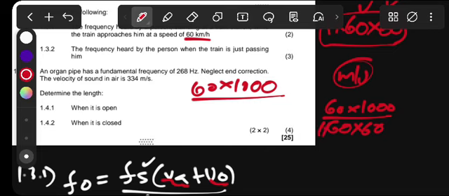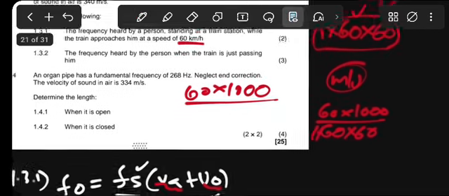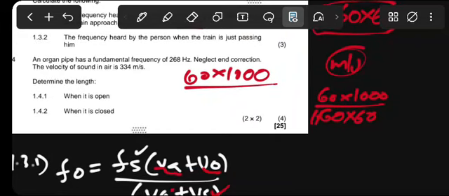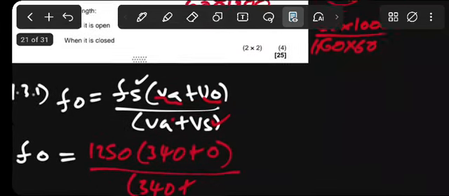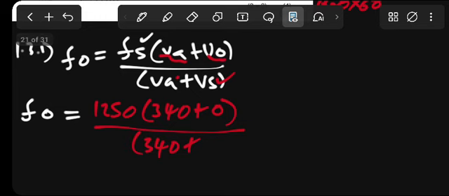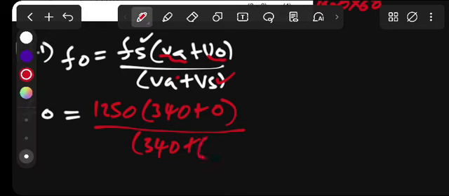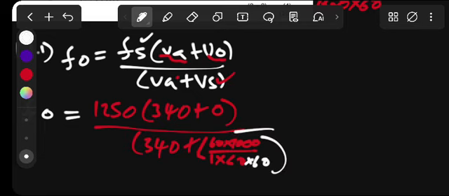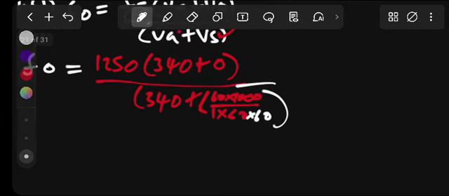Remember, that is 60. To convert, you can put this one at a time. 60 multiplied by 1000, remember 1000 is the same as kilometer, divided by 1 hour, multiplied by 60. Again, to become seconds, we multiply by 60 again. So this is what we have. I will punch all of this on my calculator.